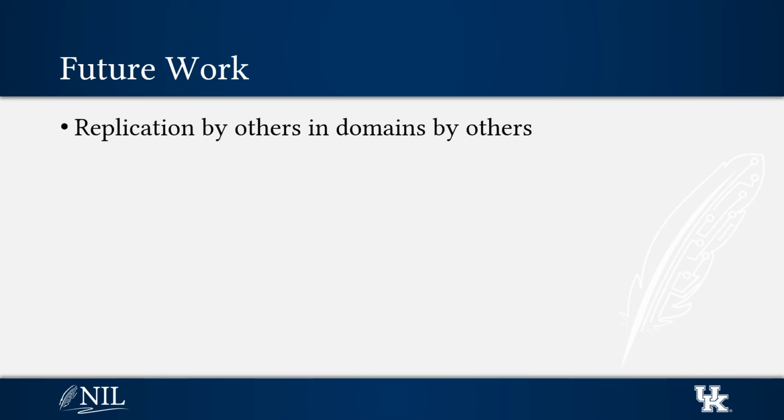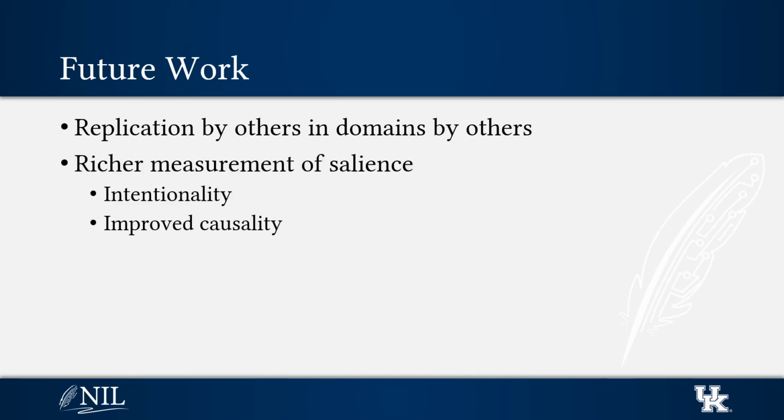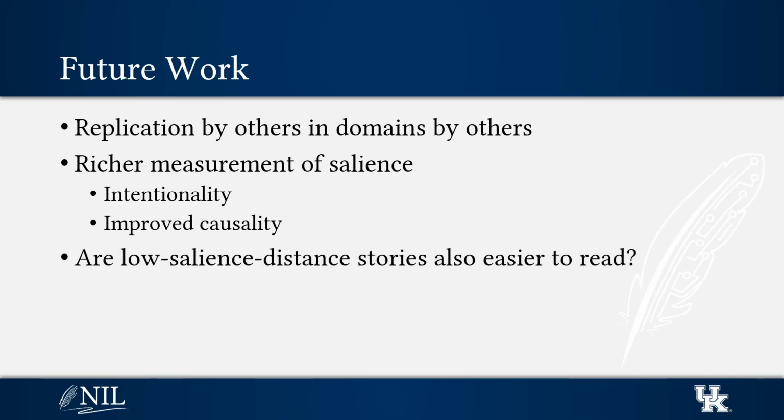First, we'd like to see these results replicated in other domains that were written by authors other than ourselves. We intentionally used a really simple measure of salience distance that only considers neighboring pairs of actions, but by considering more indices or improving our indices to look at the plan as a whole, we might be able to get better results. Aside from being easier to find, we suspect that stories with a low salience cost might also be easier to read and understand, and we'd like to investigate that in future work.